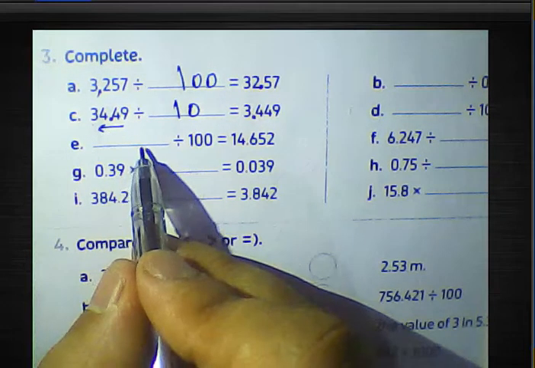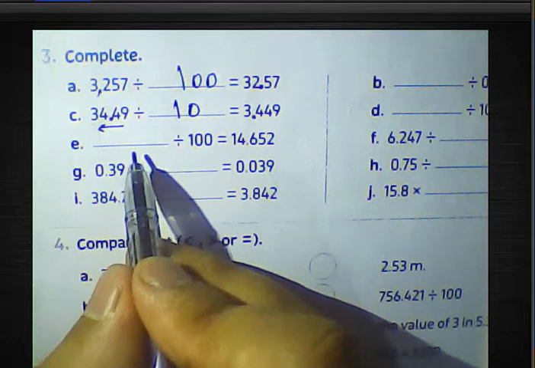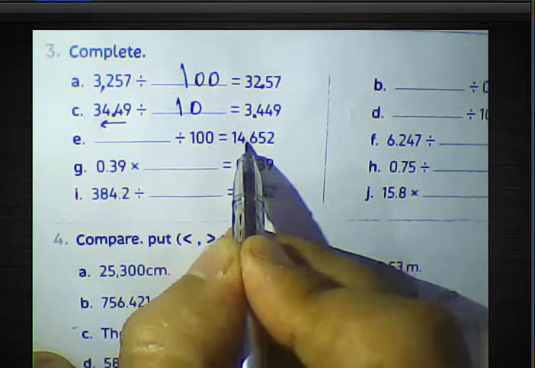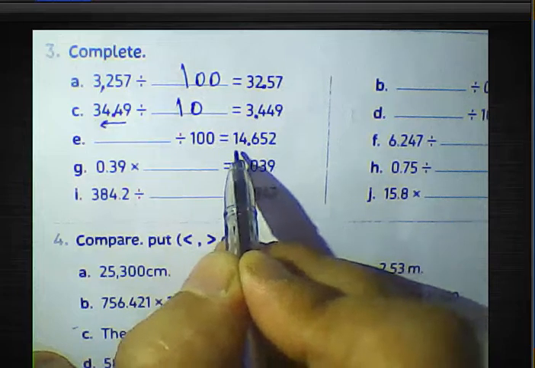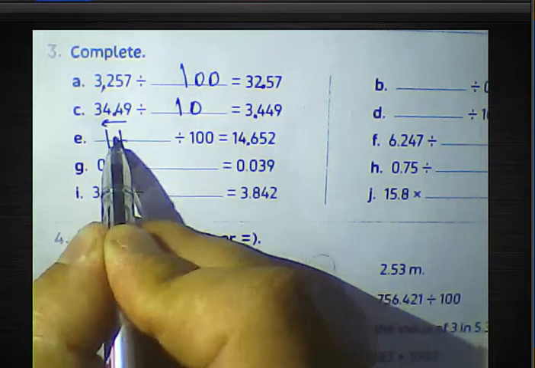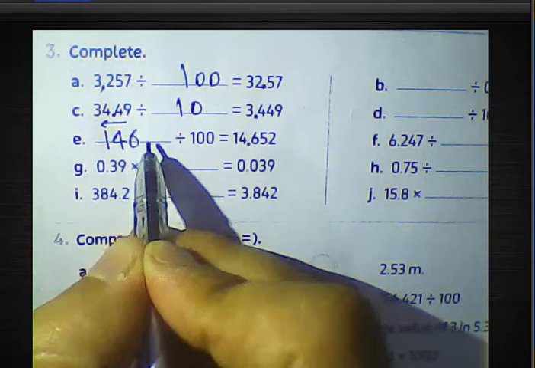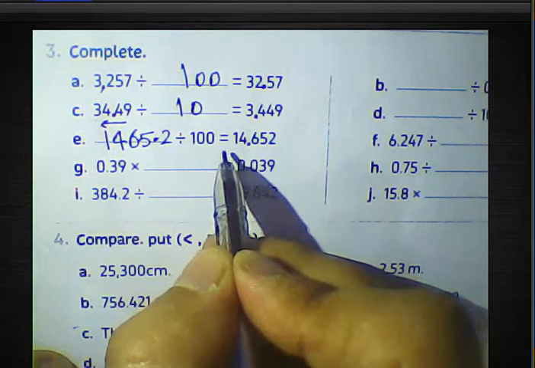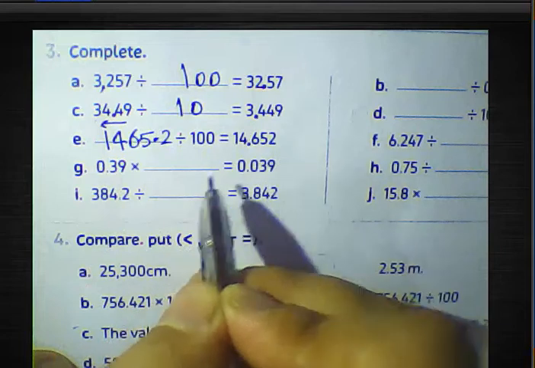And what about this number? We can find the dividend here by multiplying the divisor and the quotient. Multiply them by moving the point to right hand side by 2 digits. We can write 146.52. We move the point to right hand side by 2 digits.